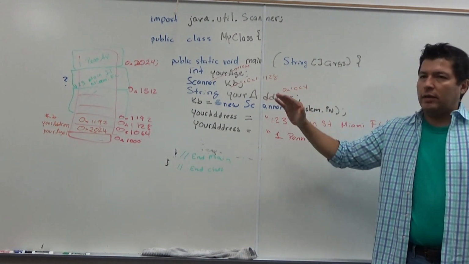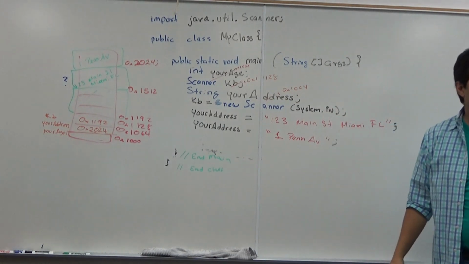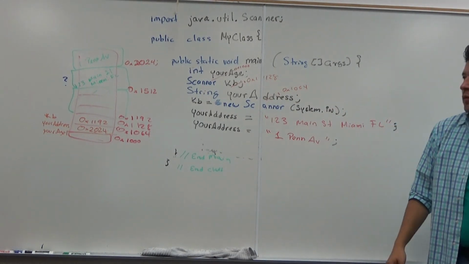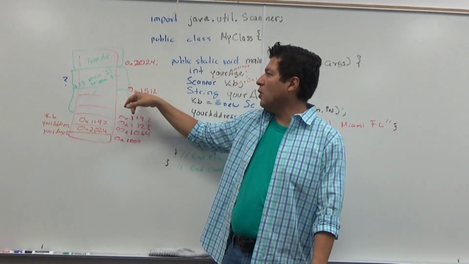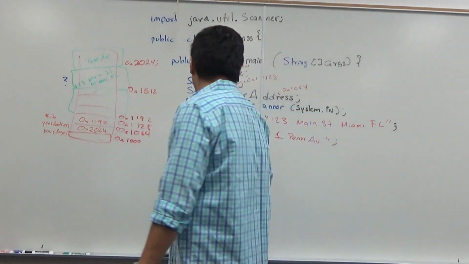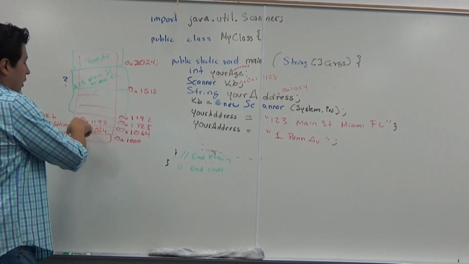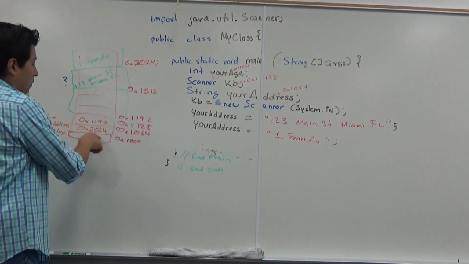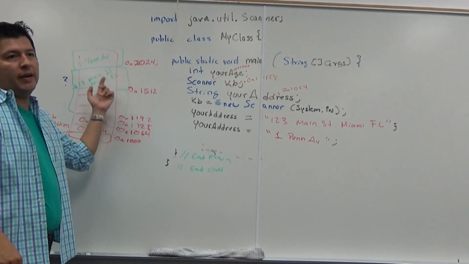It doesn't go clean it. It doesn't put a bunch of zeros. It's still there, but you can't go over it. Now you don't have access to it. There's no way for me to access address 1512, because the string, your address, is pointing to 2024, keywords 1192, and your age is 1000. So this chunk of address is no longer accessible.